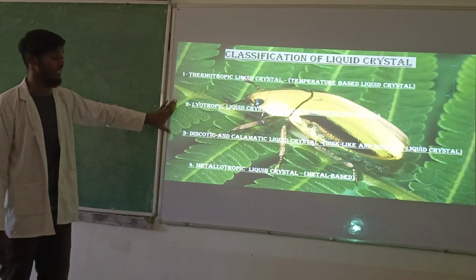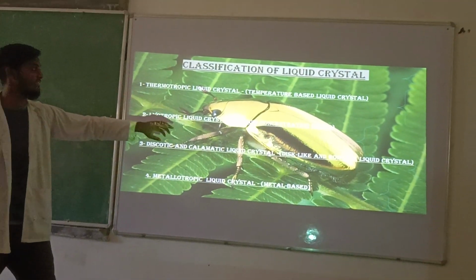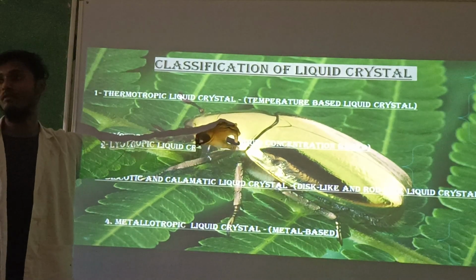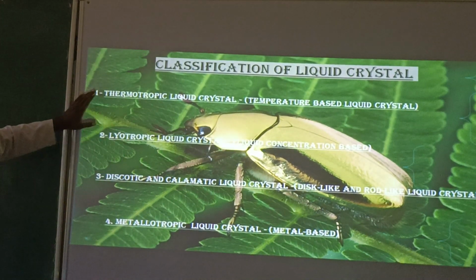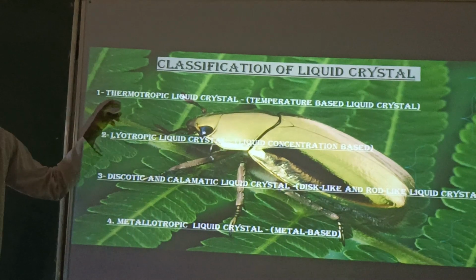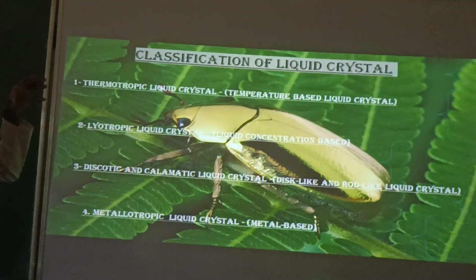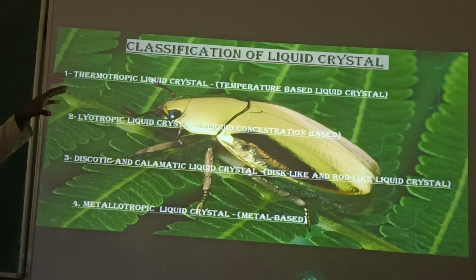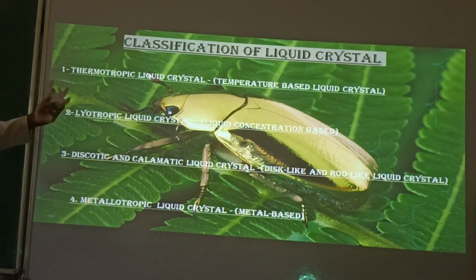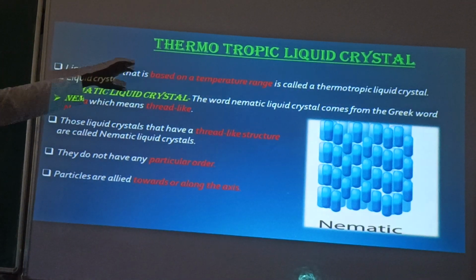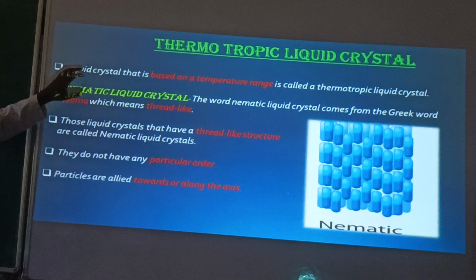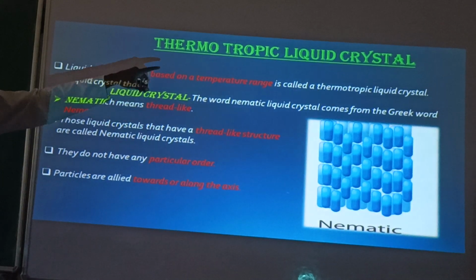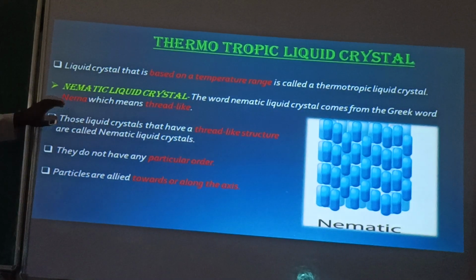These are the classification of liquid crystals, and these are also examples of liquid crystals. First, thermotropic means it is based on the temperature. Thermotropic liquid crystals, which are based on the temperature range, are called thermotropic liquid crystals.